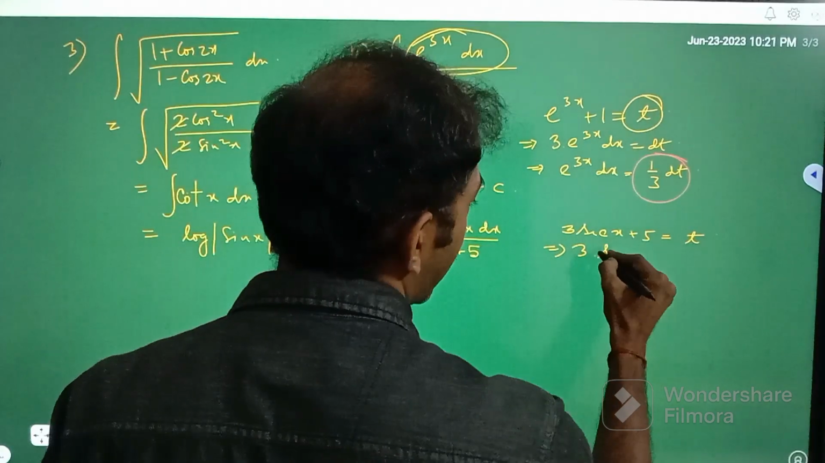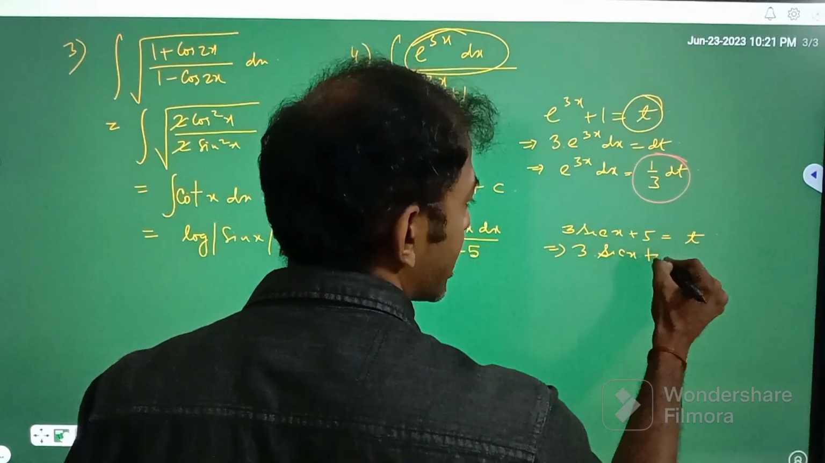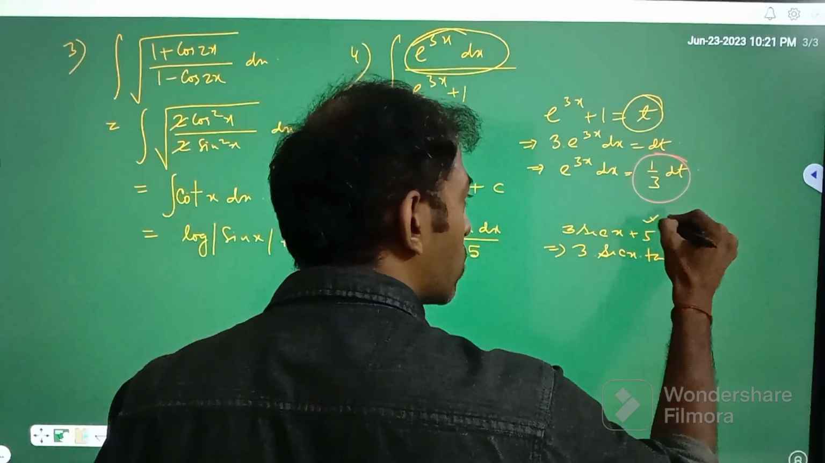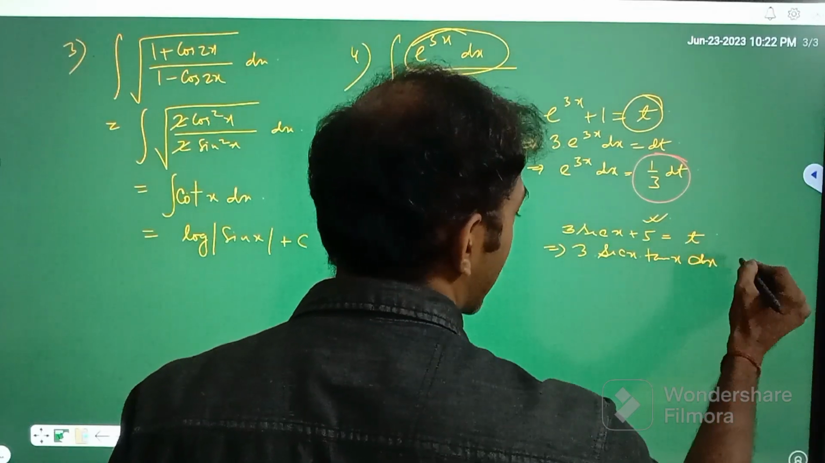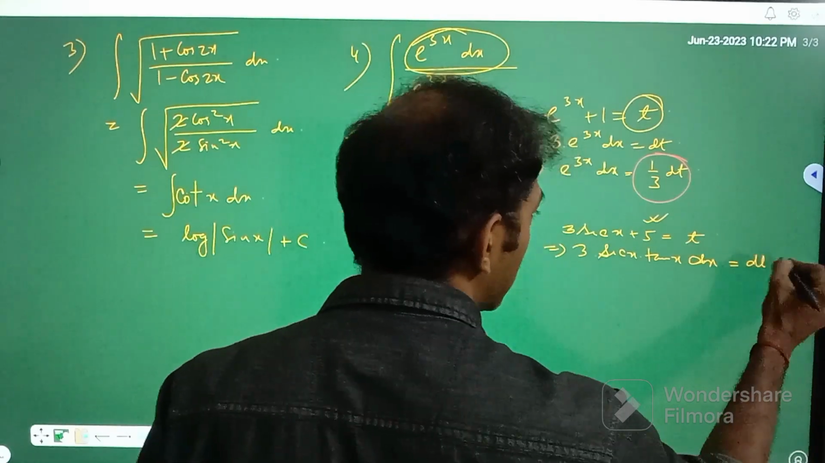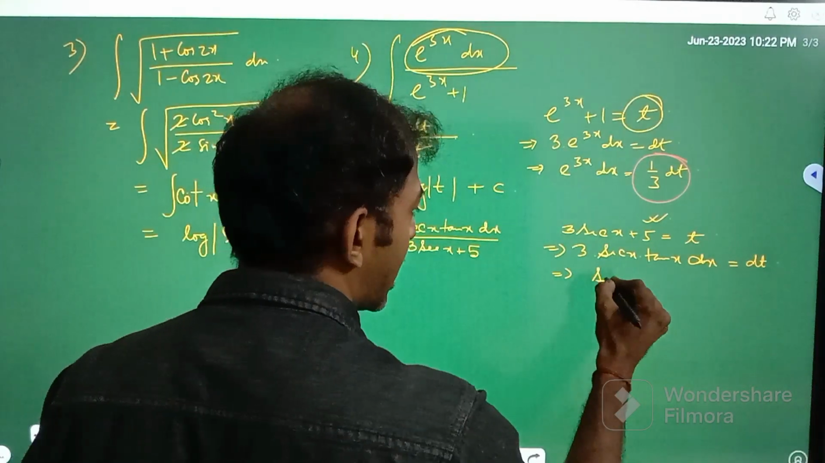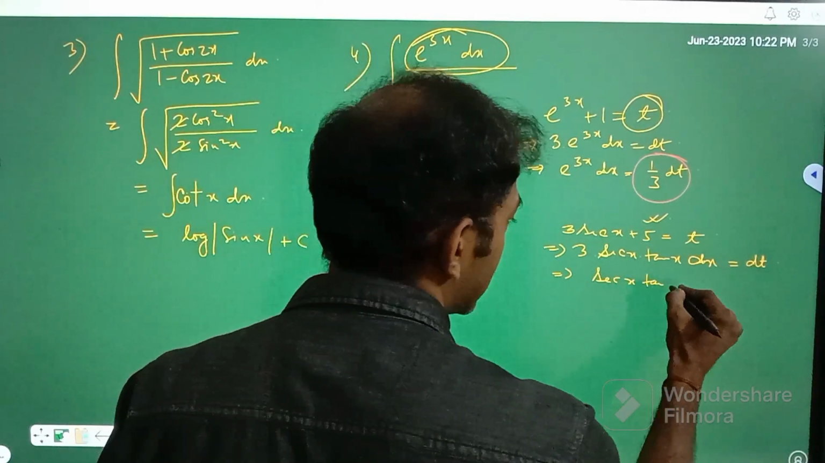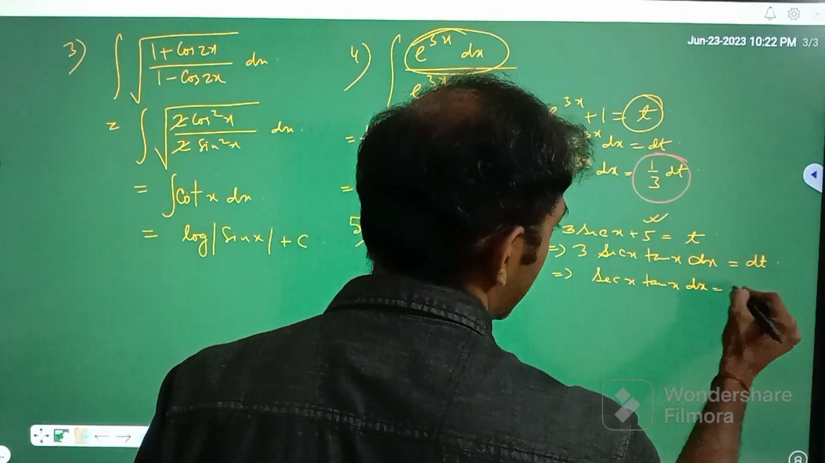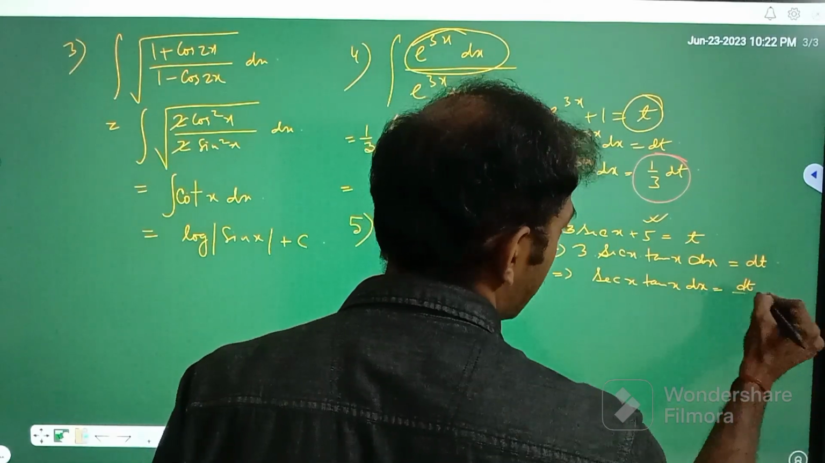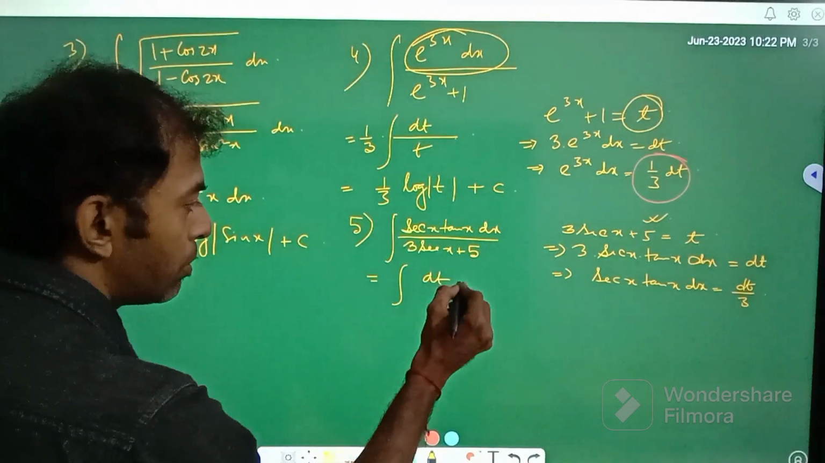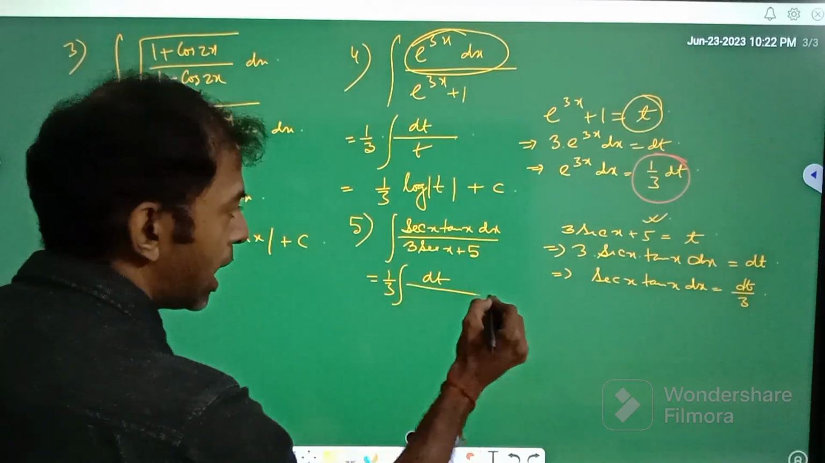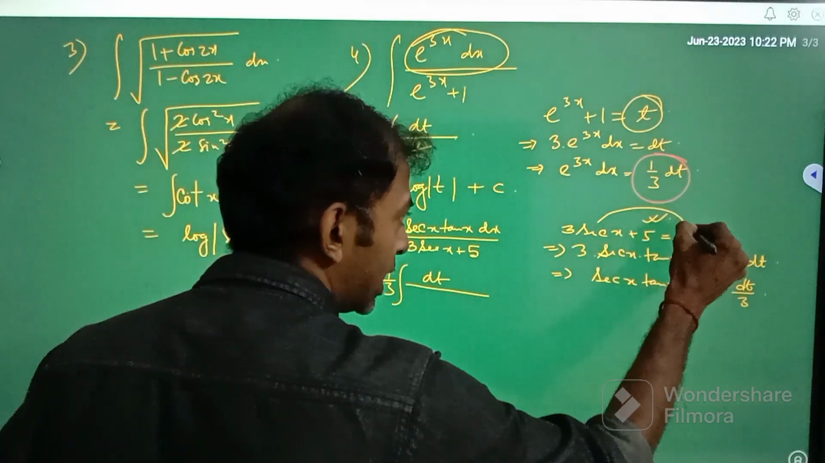That will be sec x into tan x, and the differentiation part of 5 will be 0. Hence that will be 3 into sec x tan x dx, that will be dt. So sec x tan x dx will be dt by 3. So the total result will be dt by 3, where 3 will come out, and 3 sec x plus 5 we are considering as t.